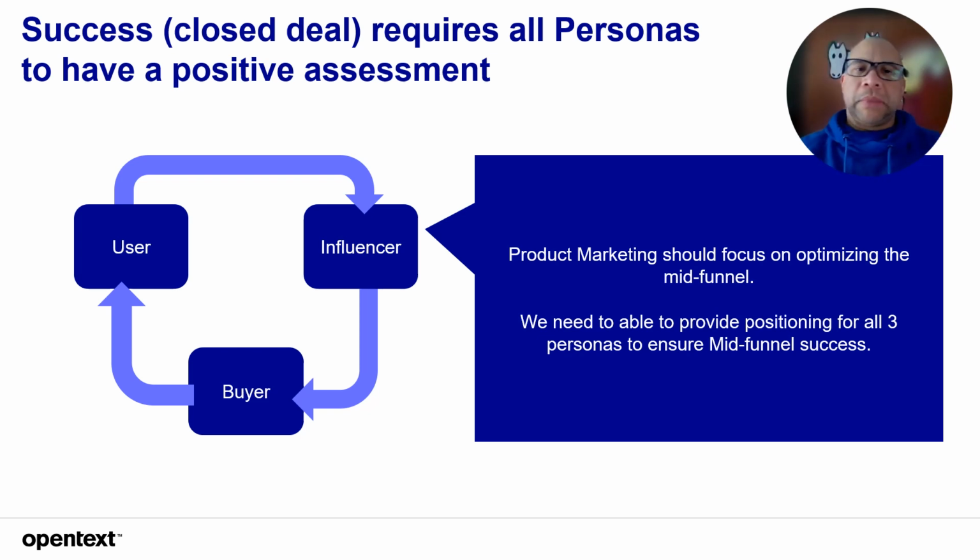So, I've kind of hinted at this a few times, but a closed deal requires all three of these. So we need to have content for all of them from a marketing perspective, and we need to have features that are interesting to the buyer, show the influencer that the product's going to be with them for a long period of time, and we need to be able to find how the buyer deals with the idea of ROI.